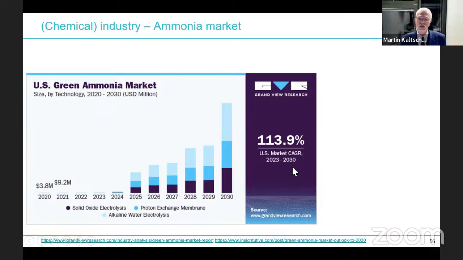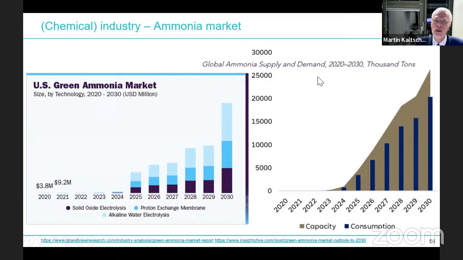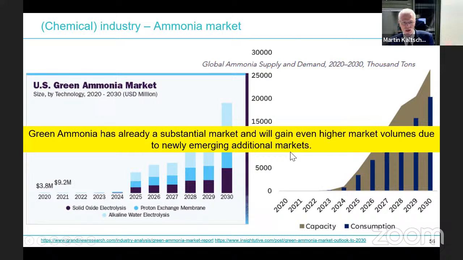The same is true if you look at another company that also makes assessments of the global ammonia supply. This is the US market on the left-hand side, the global ammonia supply on the right-hand side. There you can see that this is also very much increasing in the years to come when we talk about green ammonia. So green ammonia has already a substantial market and will gain even higher market volumes thanks to the newly emerging additional markets.